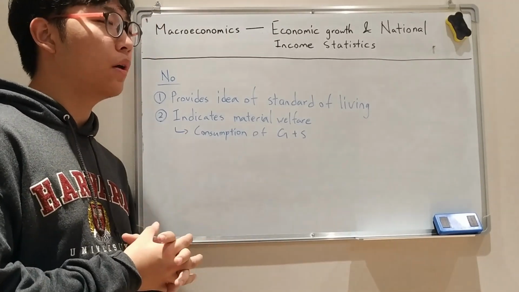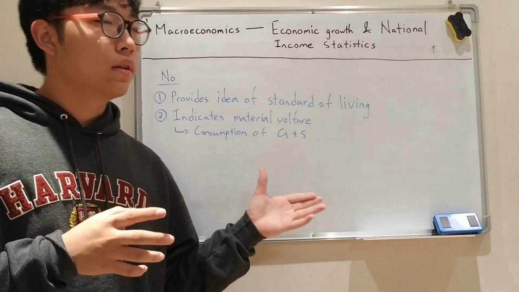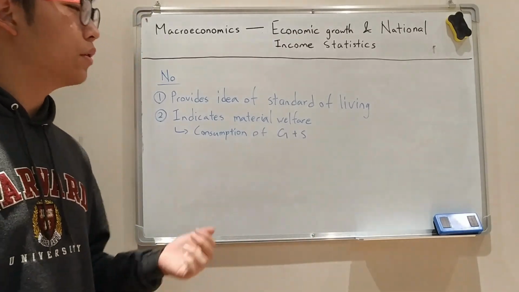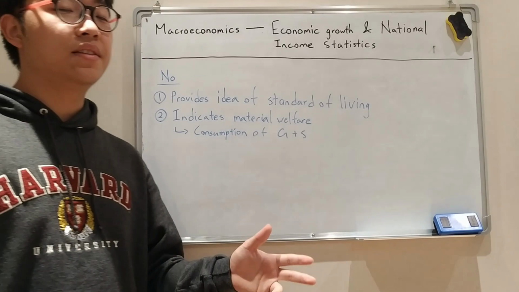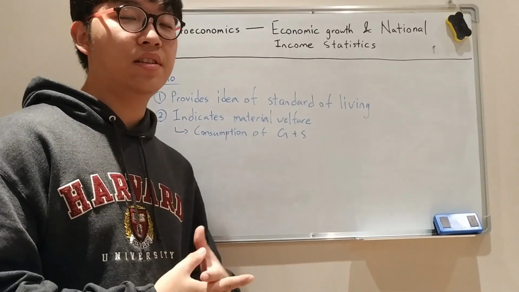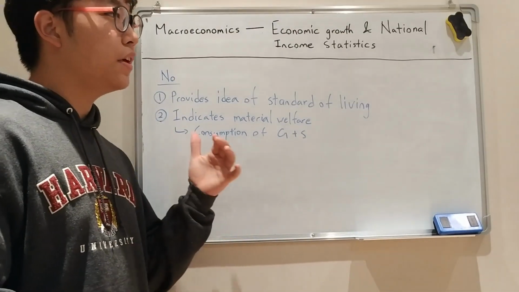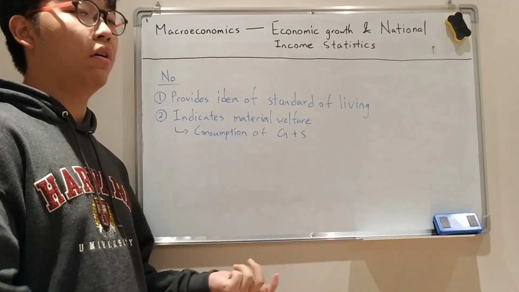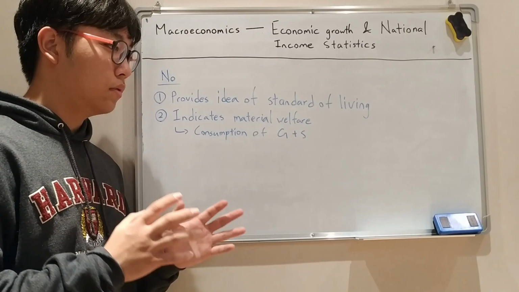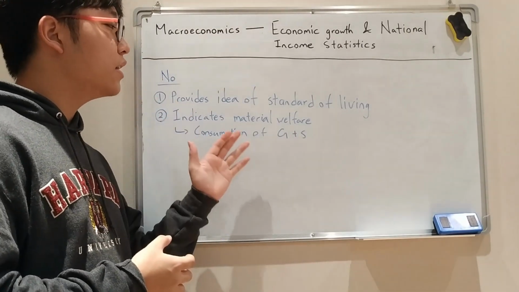So in the question, it talks about whether or not the national income statistics only shows the growth rate of a country. So if you're arguing against this statement, you'd be stating different functions the national income statistics has other than showing economic growth. So here are some of the other functions that I think are plausible to be used as arguments. So the first one is providing an idea of standard of living.